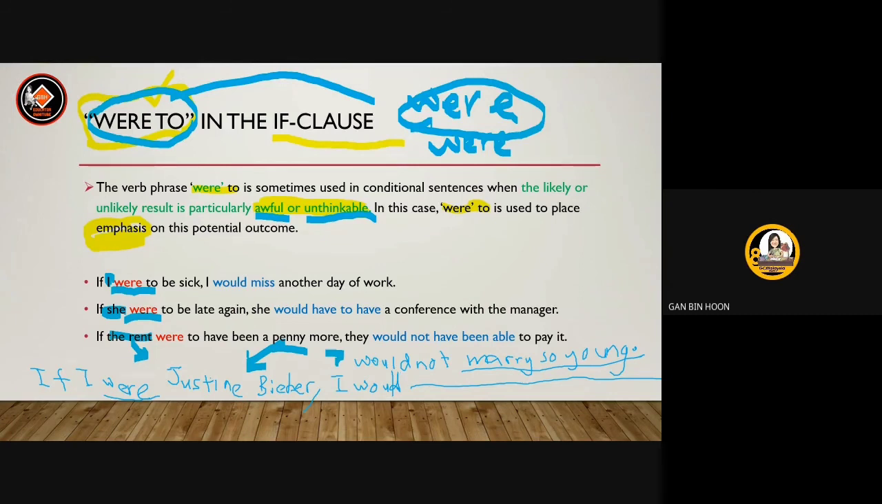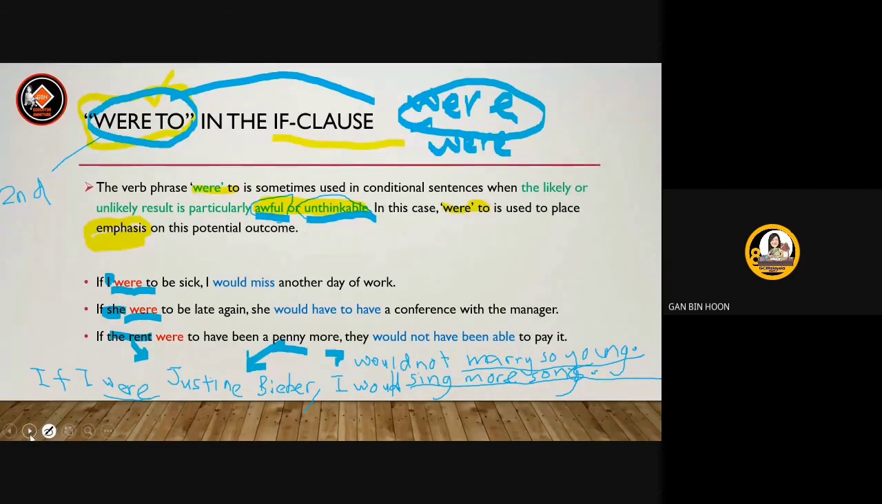What can you write? Would apa? I would sing. Because kena guna would, right? I would sing more songs. I'll release more albums. I would sing more pop songs, rock songs. Okay. Can you understand? So, sesuatu yang tak mungkin berlaku. If I were Justin Bieber, I would sing more songs. Okay. So, this is the second conditional sentences untuk perkara yang awful, teruk ataupun tak mungkin akan berlaku.